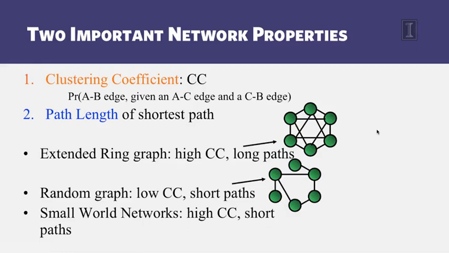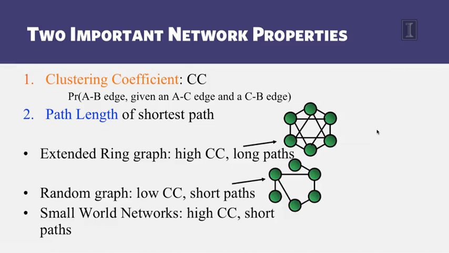On the other hand, if you draw a random graph where the edges are added between random pairs of vertices, this can be shown to have a very low clustering coefficient, but it has very short paths. So the paths in between any pair of vertices are very short in general.